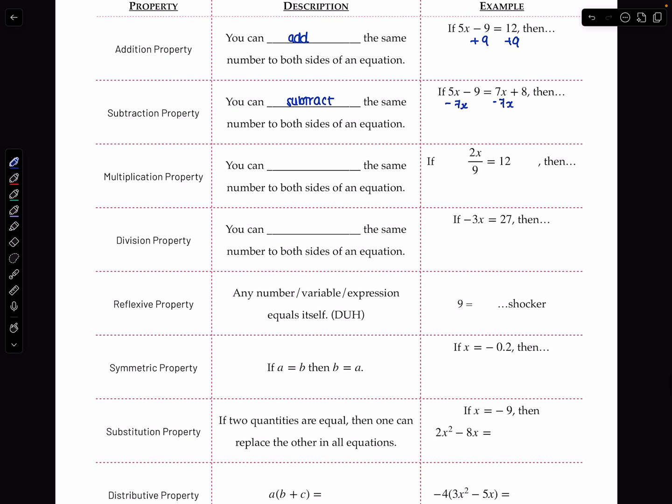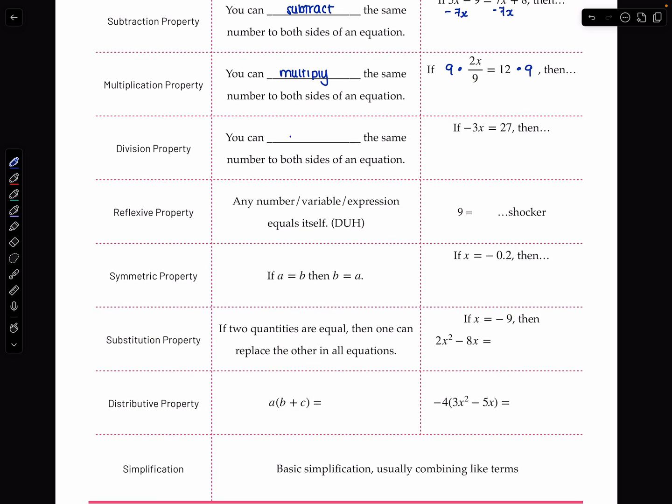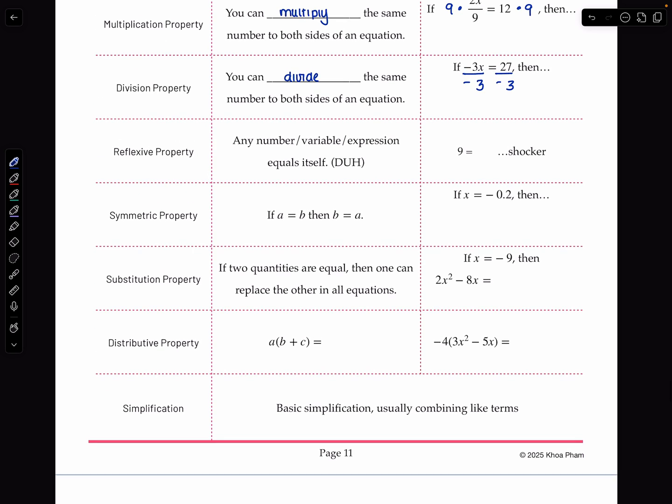Surprise, you can multiply the same number on both sides, and the equation remains unchanged. So I can times this by 9, I can times that one by 9. Division property, you can divide both sides by the same number, so in this case -3, and it will be the same.